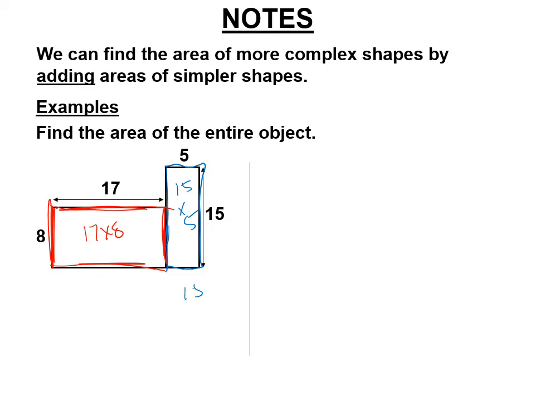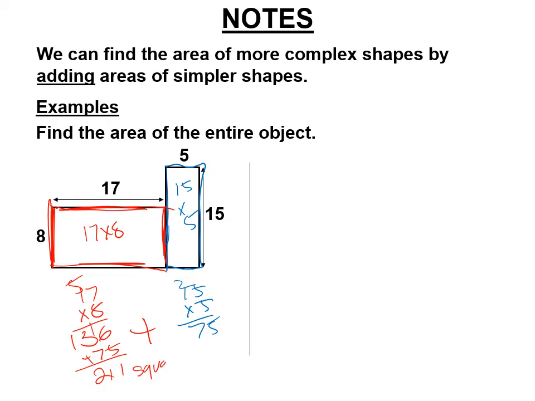Right? So 15 times 5 is 75. And 17 times 8, 7 times 8, 56, is 136. And you add them up. And 136 plus 75, I'm getting 211 square units. And you can always do this. You can break shapes down into shapes you know how to find the area of.